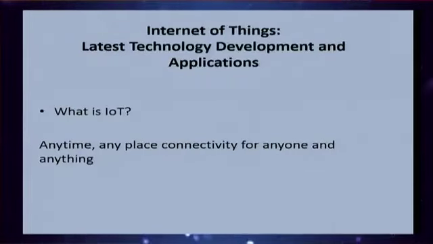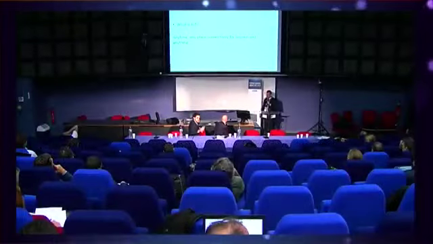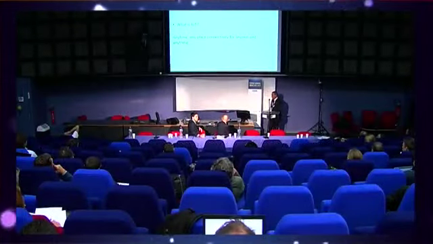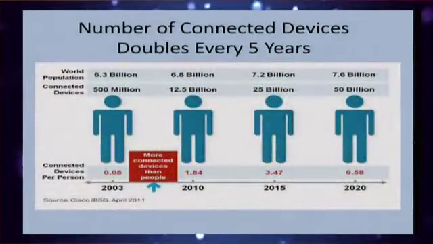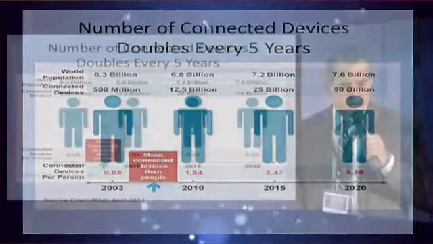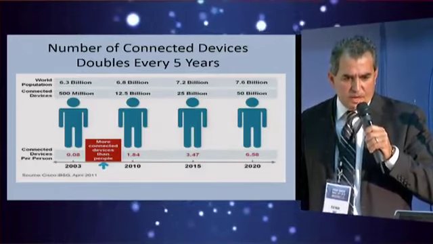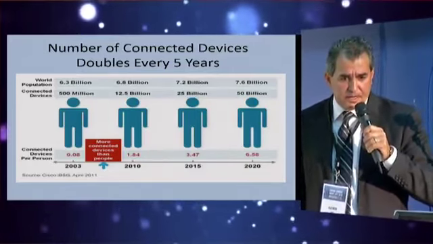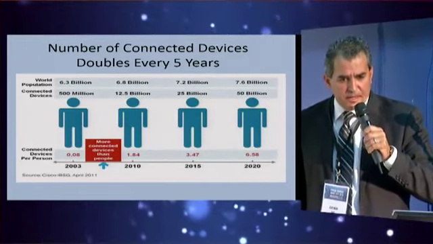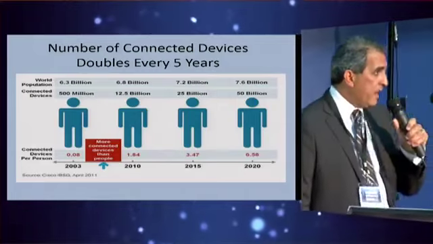Now, this is a new architecture that is going to be proposed to replace the SCADA system, using the latest technology development and application, which is the Internet of Things. So what is IoT? IoT means anytime, any place connectivity for anyone and anything. Look at those numbers coming from Cisco. The number of connected devices doubles every 5 years. In 2003, we had 500 million connected devices. In 2010, we had 12.5 billion. In 2015, we will have 25 billion. In 2020, we'll have 50 billion devices connected.